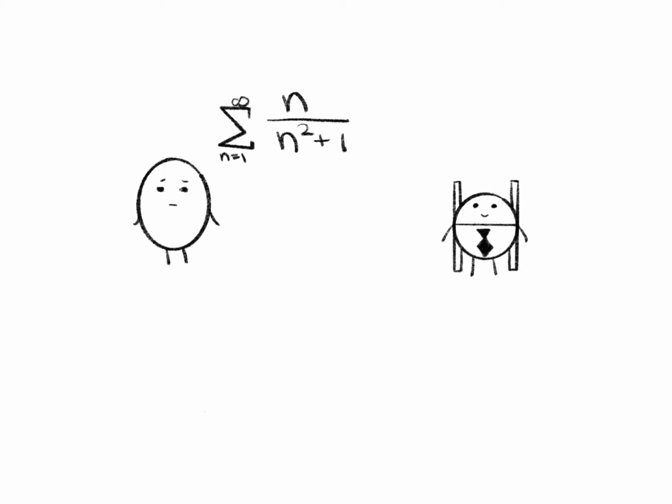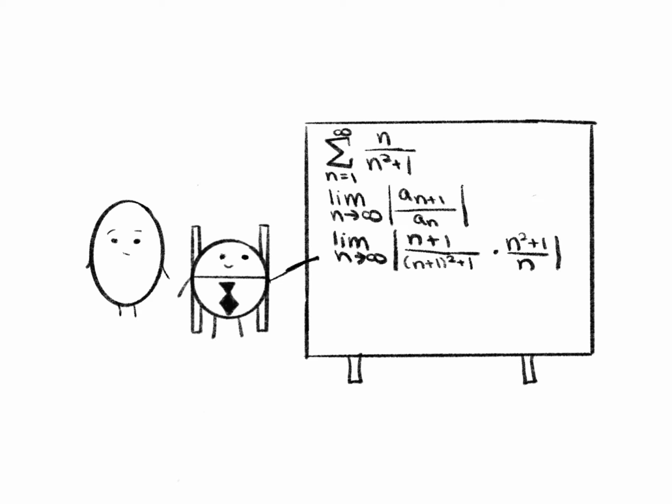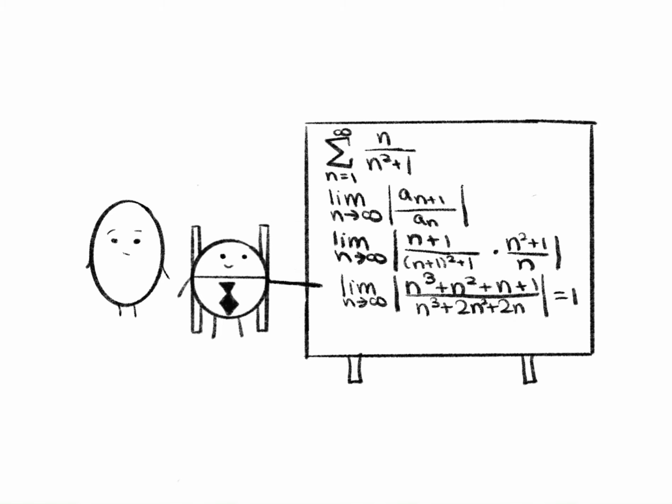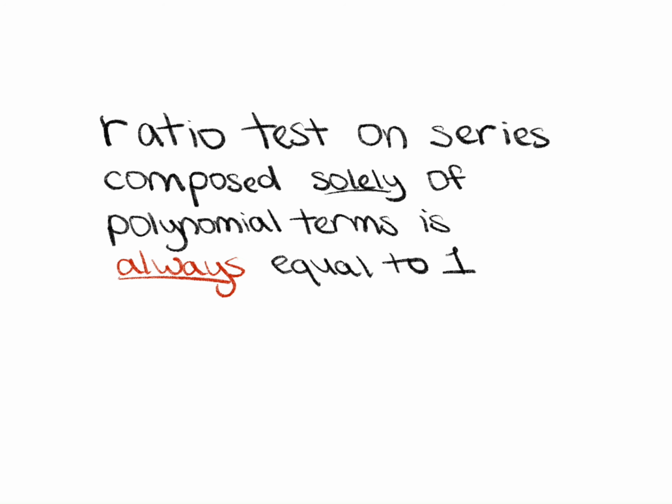Another customer wants to know if he's going to converge or diverge. We sent him to the ratio test, but since he's only made of polynomial terms, the ratio test cannot help him. For series made of only polynomial terms, the ratio test will always be inconclusive.